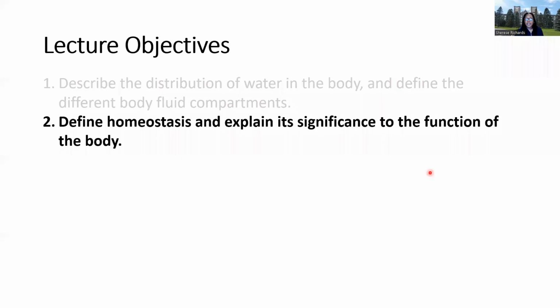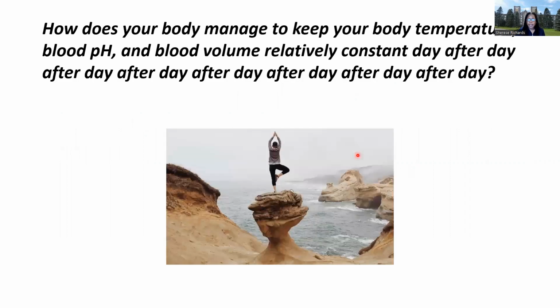So our second objective is to define homeostasis and explain its significance to the function of the body. So I began speaking about this when we met on Wednesday. Homeostasis is the core function of keeping our bodies alive. In fact, when we lose homeostasis, this is where we begin to introduce disease, right? Disease or pathology, okay? And so our bodies strive to maintain that constant environment.